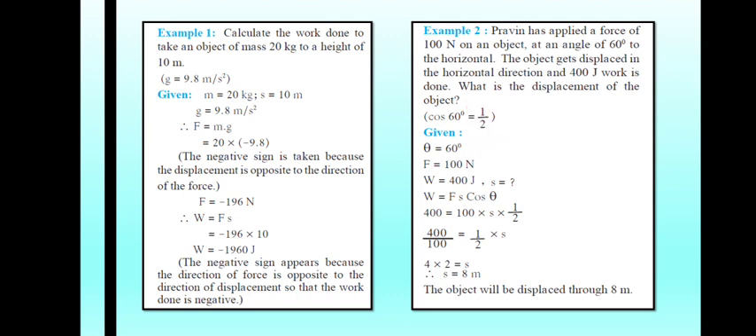So theta is equal to 60 degree. Force is equal to 100 Newton because that is given. Work done is equal to 400 joules. What we have to find out? S, that is displacement. Now for work done, we know that W is equal to force into displacement into cos theta, right? So putting the values, you will get 4 into 2 is equal to S, that is displacement. So how much is the object displaced? The object is displaced through 8 meter.